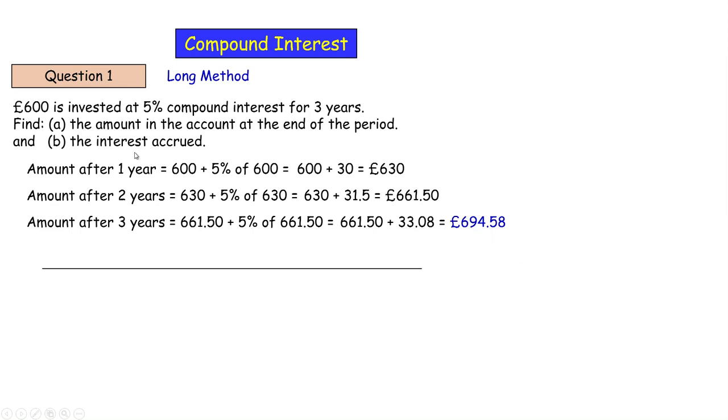And to find the interest accrued, we take that amount and subtract the original amount, 600, from that, which gives us £94.58. So hopefully you've got those two answers. If not, and you need to make a correction, hit pause and do so now. When you're ready, move on to the next question.